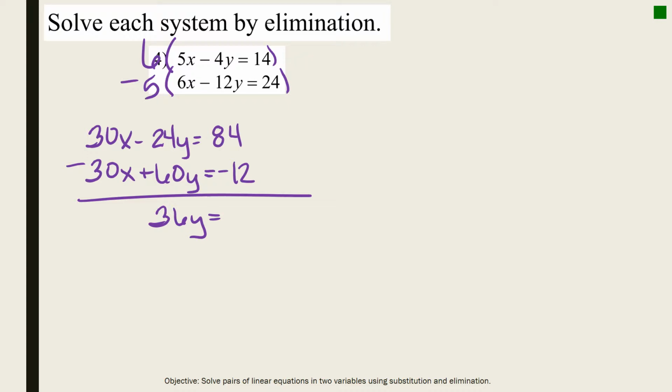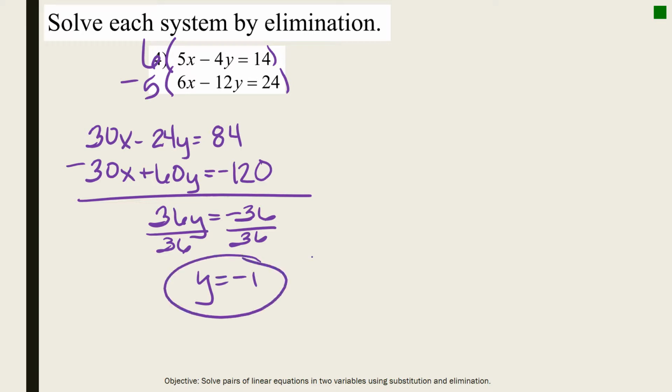Is 14 times 6, 84? Yes. And 5 times 24 is 120. Oopsie doodles, I hit the wrong buttons. So 84 minus 120 gives me negative 36. Look at how much better this works when you do the arithmetic correctly. So y is negative 1.